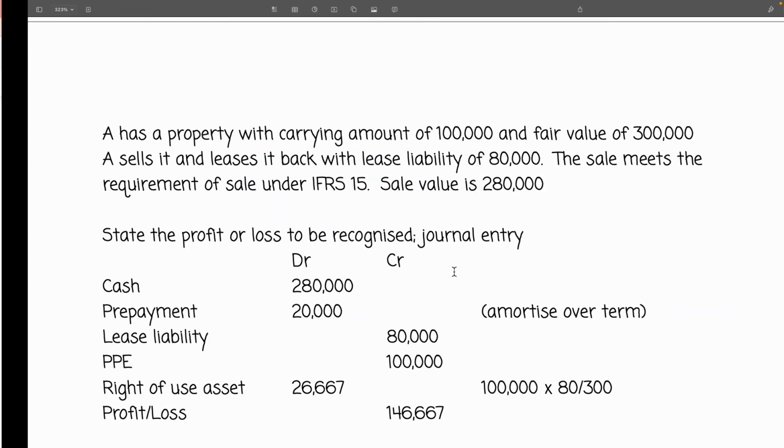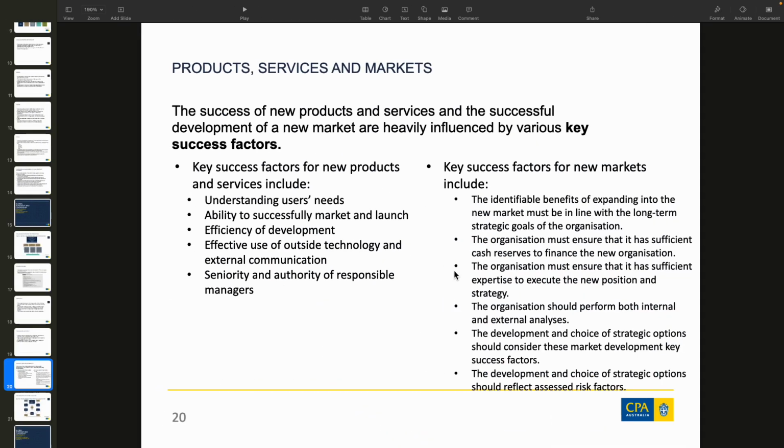So clear on the idea that when you launch a product, there are key success factors. You must have people and sufficient expertise to do it.